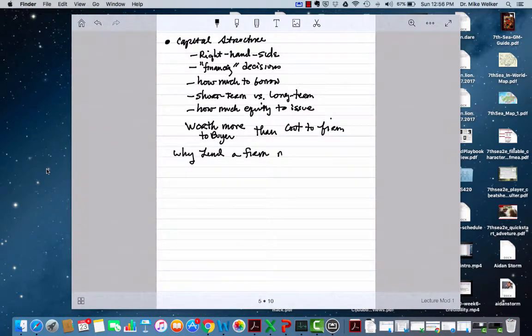It could be a bank, of course. It could be individuals. It could be investment houses. It could be venture capitalists. Why would someone hand money to a firm? The basic idea, of course, is that the firm, it might be believed, will repay a loan plus adequate interest, right? Now, where does the money to repay the loan come from, right?